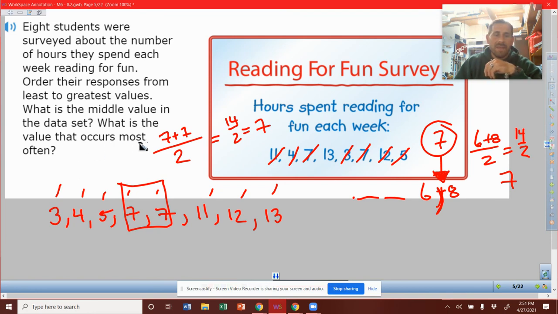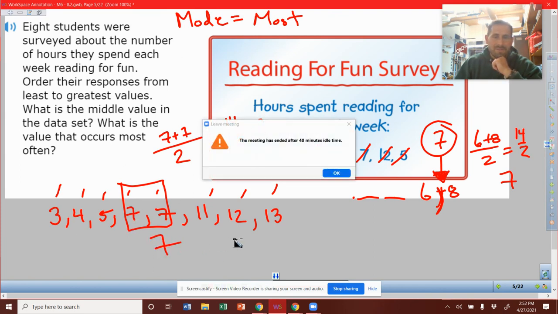What is the value that occurs the most? This is known as the mode. What number occurs the most is known as the mode. And the number that we see listed the most, the rest of these are only listed once, but 7 is listed the most.